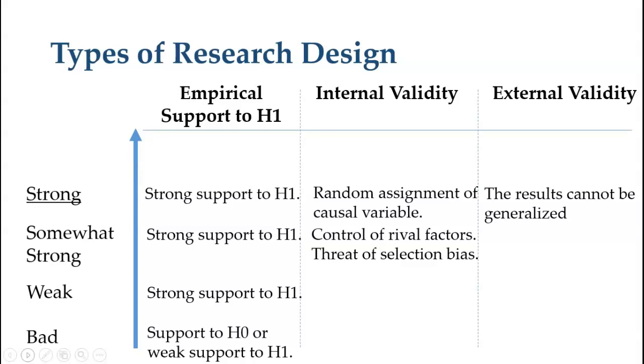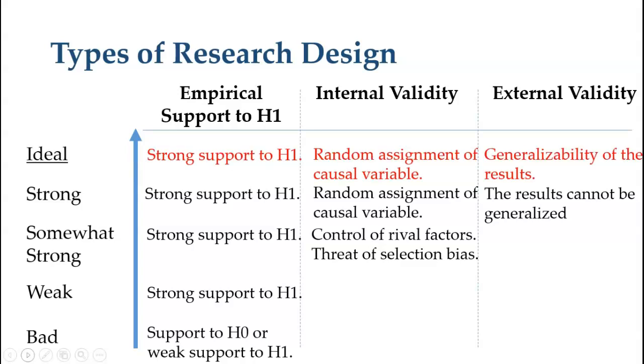That can be the case, for instance, of most experiments. But your research design is ideal if you provide strong support to your hypothesis, you provide evidence of random assignment of the causal variable, and your results can be generalized to the rest of the population. There are very few cases of research designs like this.